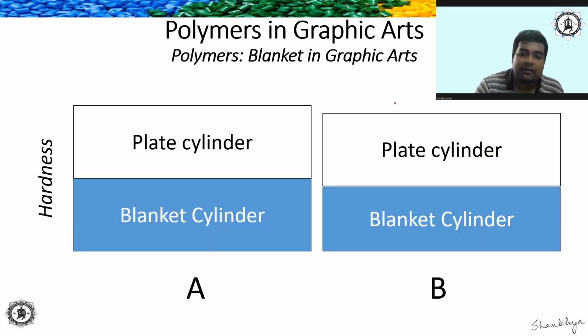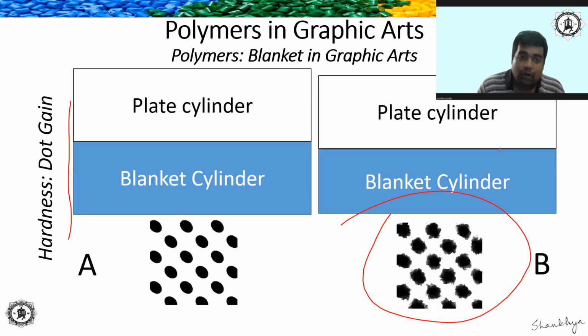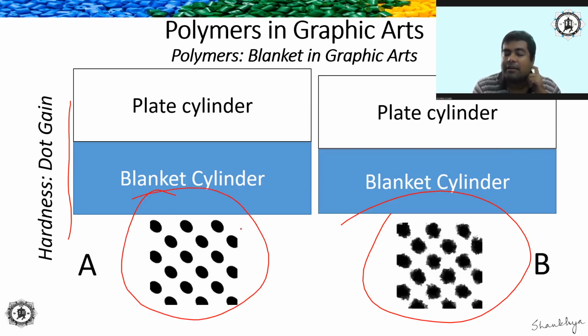So for example, here hardness in this particular case is higher, and in this particular B is lower. You see the dot reproduction structure of both these blankets. In case of A, which is, let us say, a very hard blanket, maybe having hardness of 65 degree, and this may be having a hardness of 45 degree. So here you see the harder blanket is providing very sharp dots.